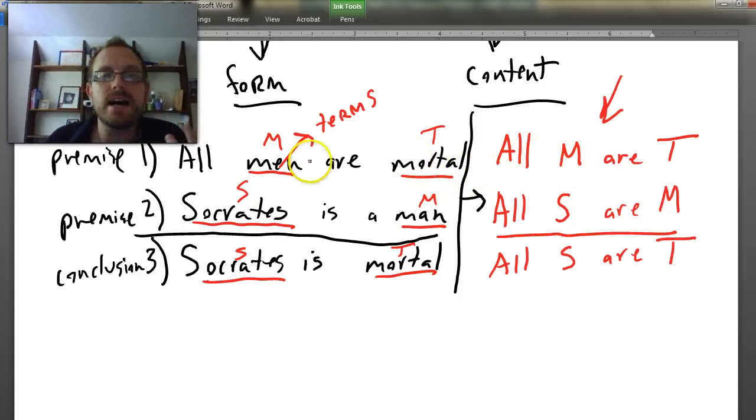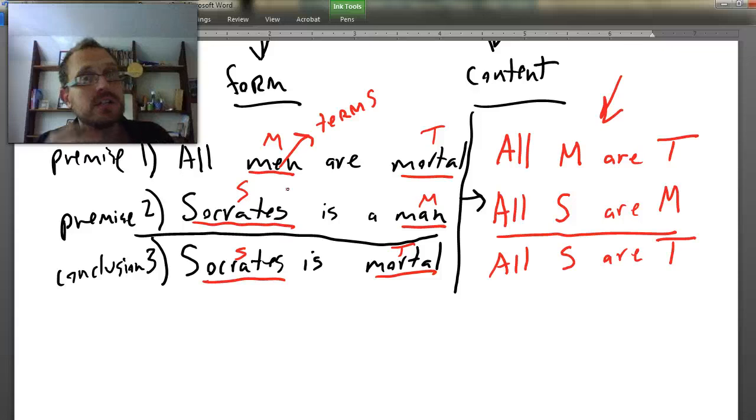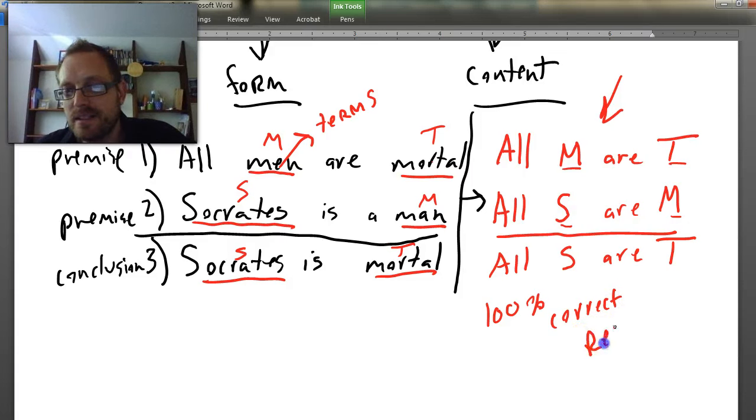You can see I've stripped out the content. We're not talking about men or mortality anymore. We're just looking purely at the arrangement of the terms. And what's fascinating about this is that if I replace any of these terms with something else totally different, something like all plants are things that have cell walls, right? Pine trees are things that are plants. Therefore, pine trees are things that have cell walls, for instance. If I replace any one of these terms with different content, regardless of what words or terms I use, the argument will always turn out to be logical. This is 100% correct reasoning. No matter what I'm talking about.